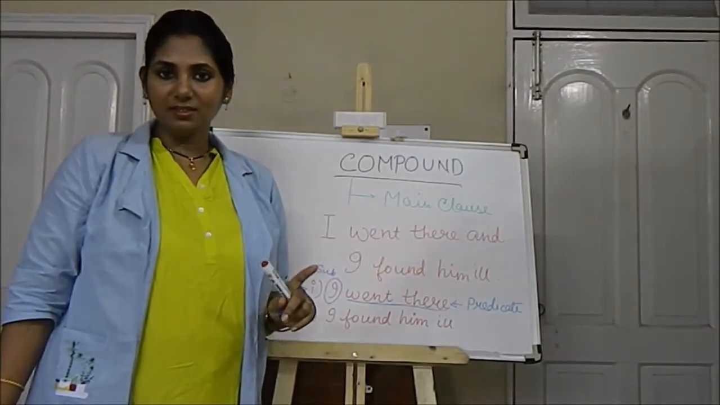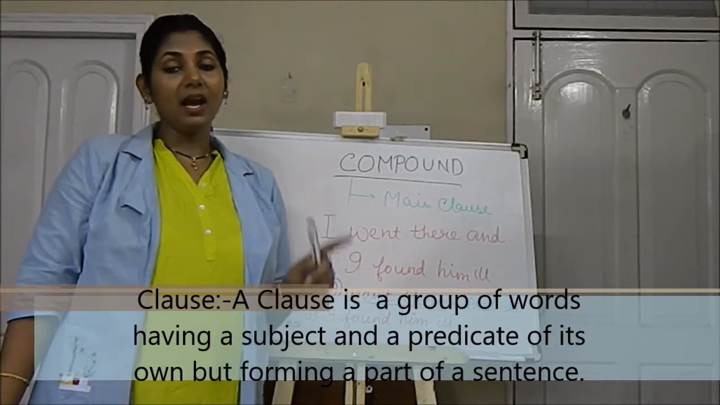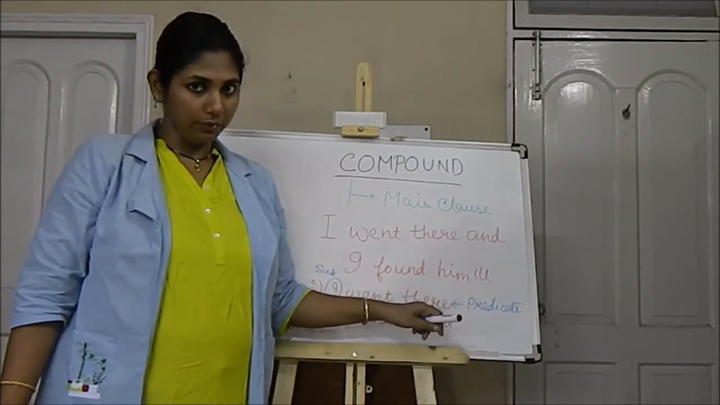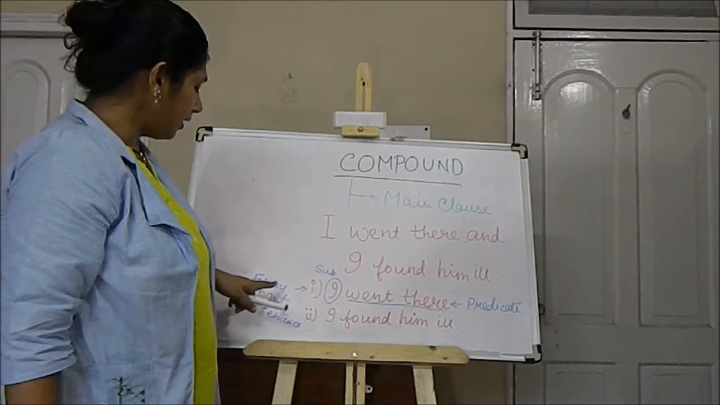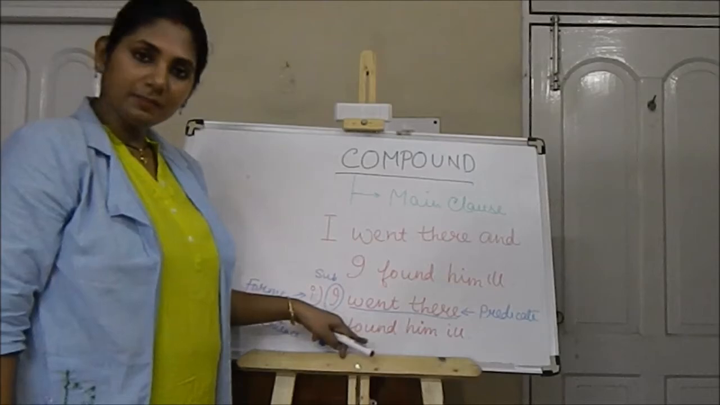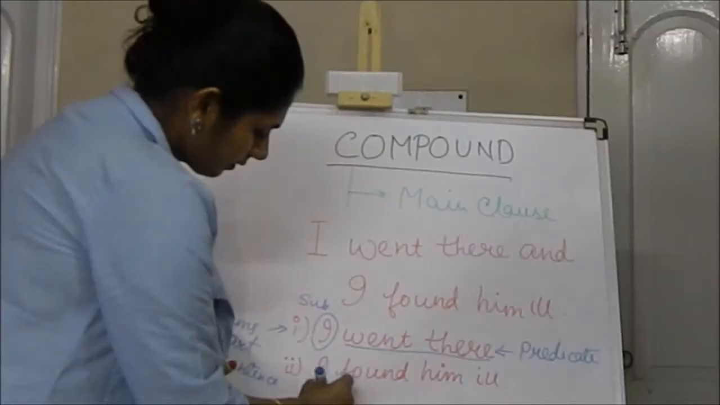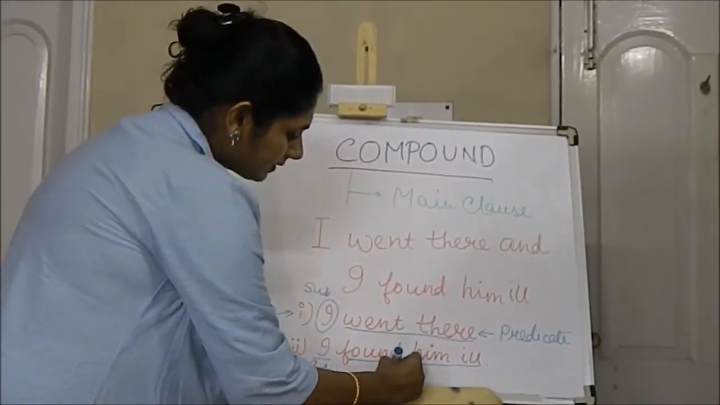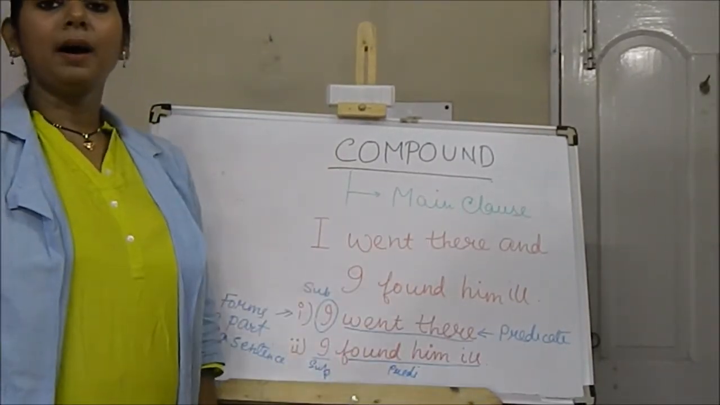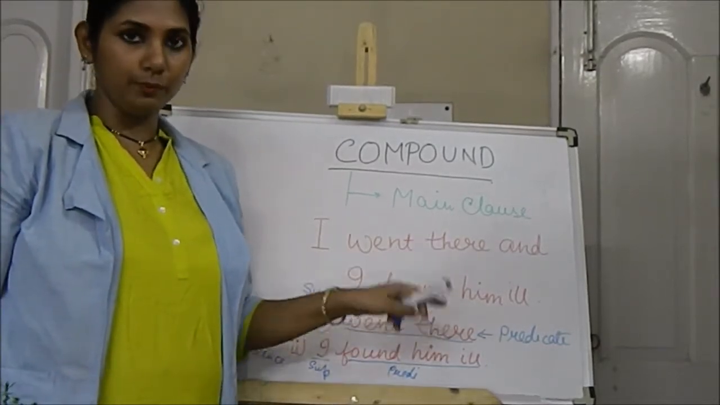So what is a clause? A clause is a group of words having a subject and a predicate of its own, but forming a part of a sentence. The same thing goes for this part also. I is the subject, found him ill is the predicate, and it forms a part of a sentence. So this part is called clause 2.